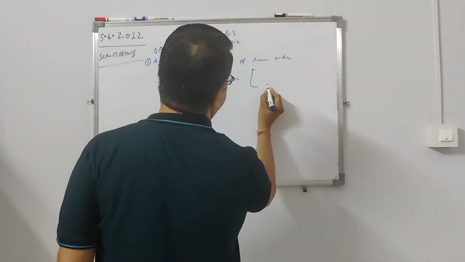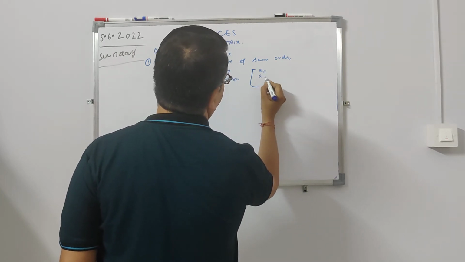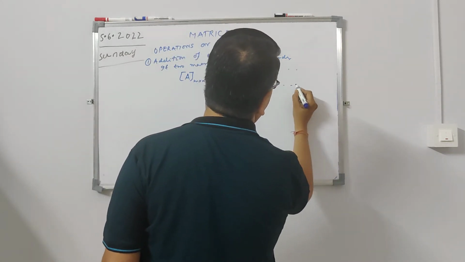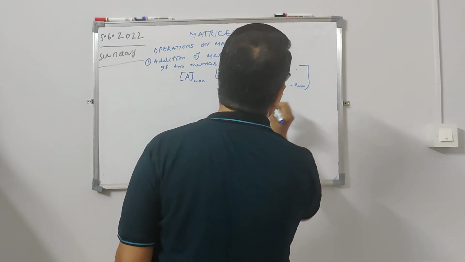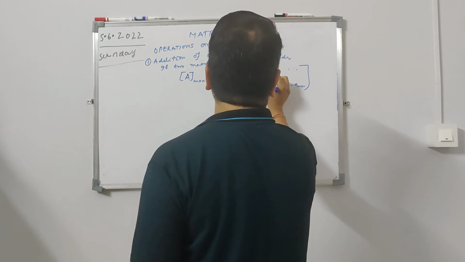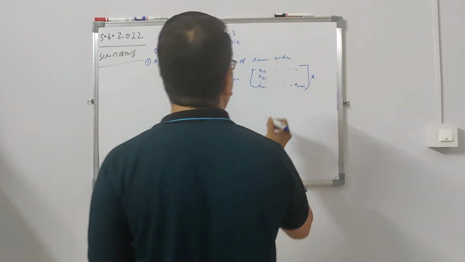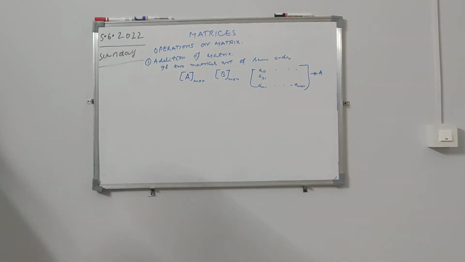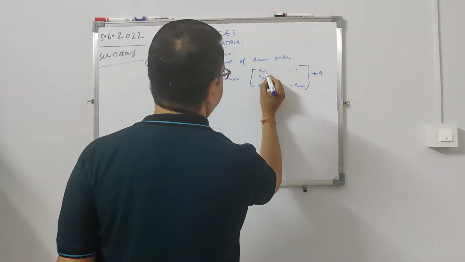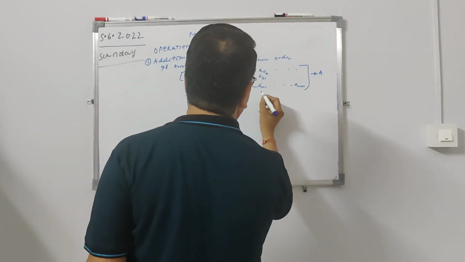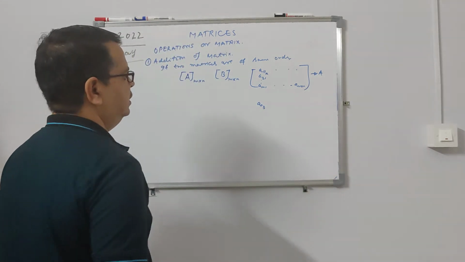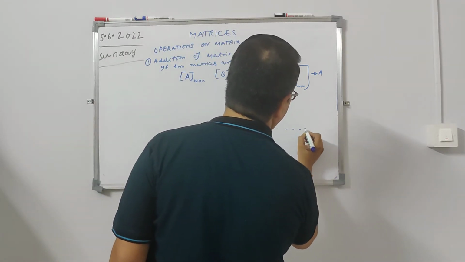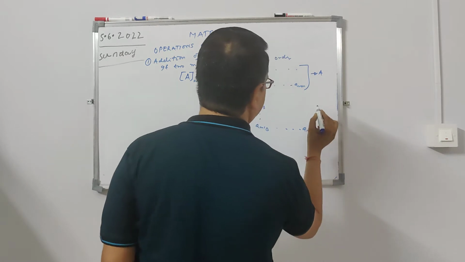So let us say A11, A21, like this up to AM1, and it goes on to AMN. Let us say this is matrix A. Similarly, you have another matrix, let me give it a suffix B. So here it will be A11 B, like this it will go on, AM1 B, then it goes on to AMN B.